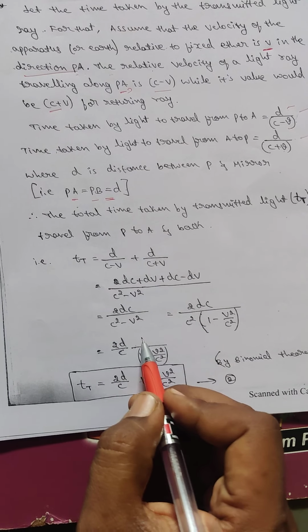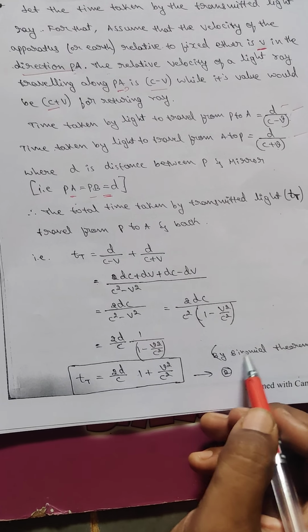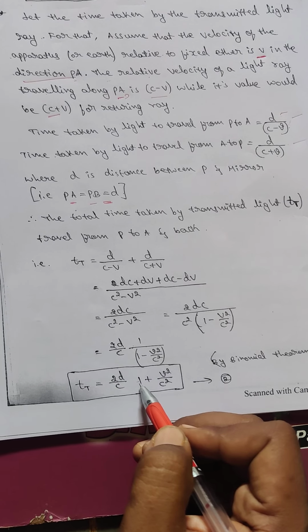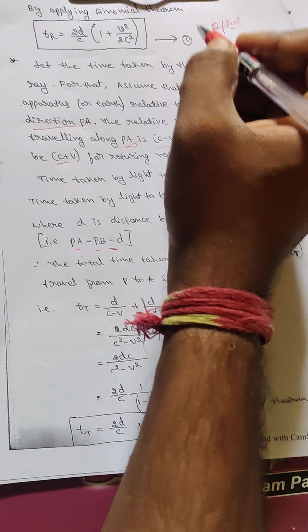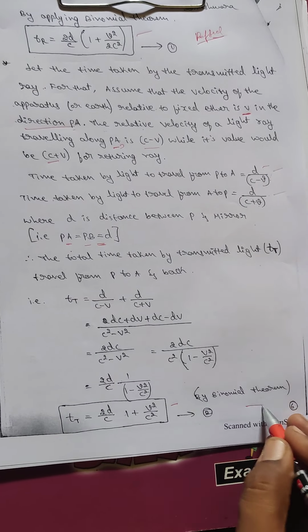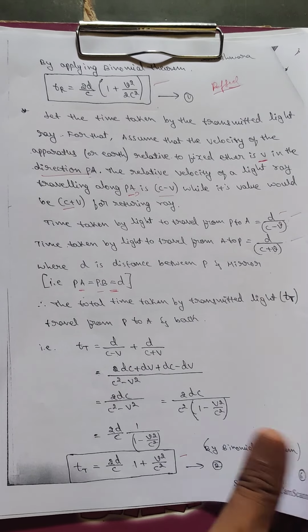2dc divided by c square minus v square, that is, 2d by c times 1 divided by 1 minus v square by c square. By again applying the binomial theorem, we get 2d by c times 1 plus v square by c square. This is equation number 2, and here is equation number 1. So both the reflected and transmitted times are calculated now.